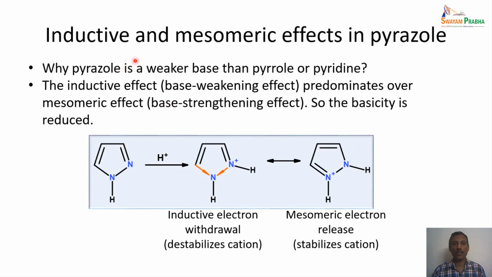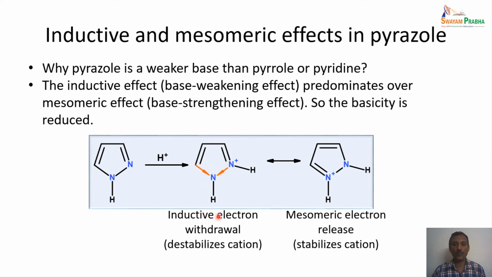We can look at the inductive and mesomeric effects in pyrazole. As we have seen, pyrazole is a weaker base than imidazole or pyridine. What is the reason for that? The reason is that the inductive, base-weakening effect predominates over the mesomeric effect, because the inductive effect is through-bond electron pulling, whereas the mesomeric effect is actual transfer of electrons. In this particular case, if you look at the pyrazole moiety, there is an inductive effect operating as shown here.